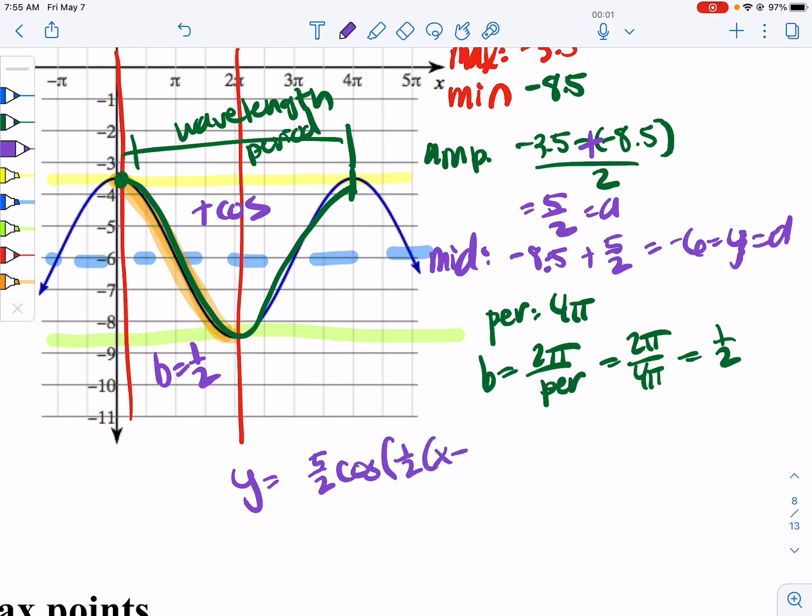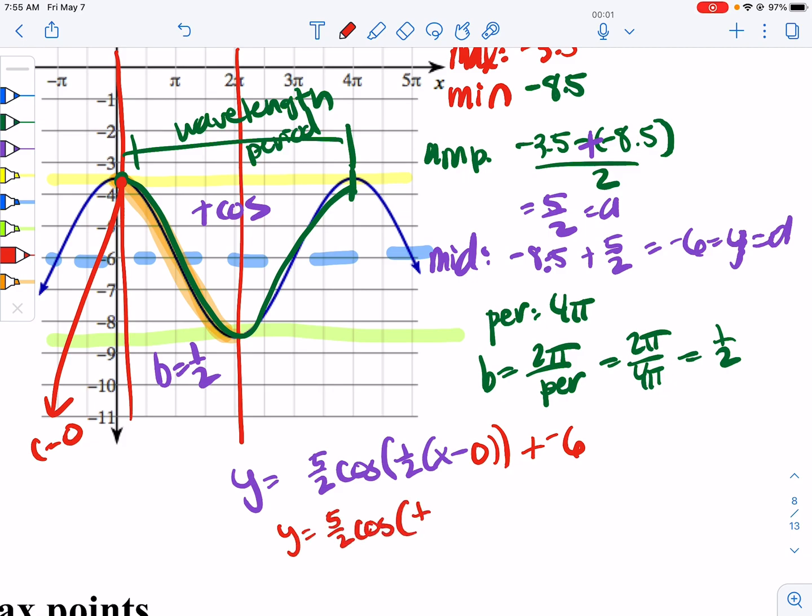I'm starting at 0. Oh, I forgot to mention that part. We're starting here at 0, so our c is 0. We've not shifted left or right at all. So x minus 0, and then plus our midline, which is a negative 6. So then when I simplify this, it can just turn into 5/2 cosine 1/2 x minus 6, because plus a negative is a negative.